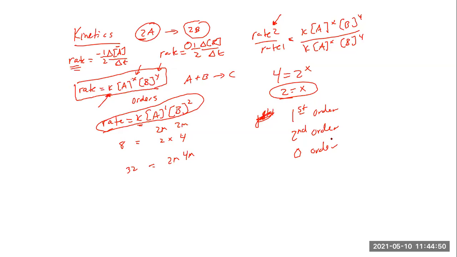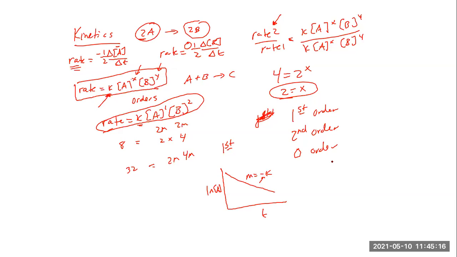We saw some graphs that go with each of these. And remember that our first order graph is the natural log of A versus time, which should yield you a straight line with a negative slope, where the slope of that line will equal negative k. So not k, but negative k, again giving us our rate constant that will become positive.